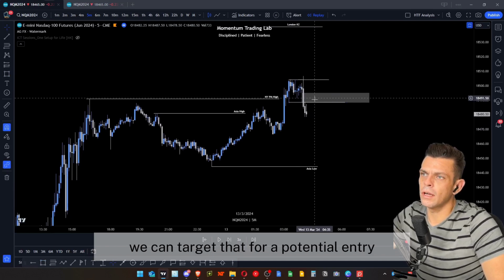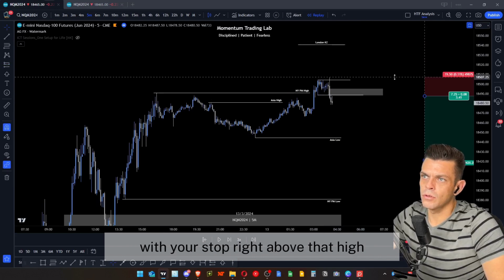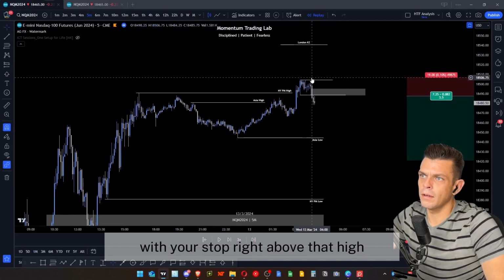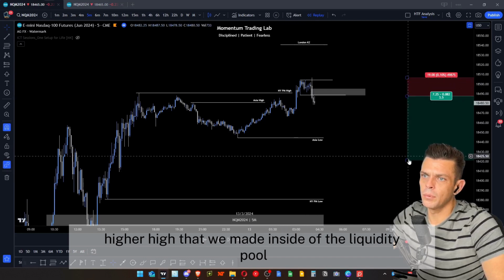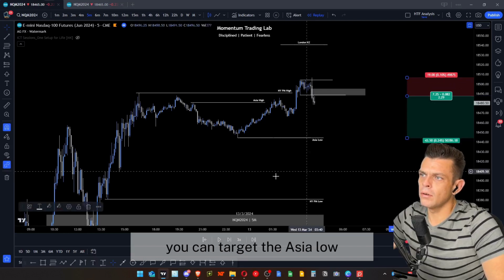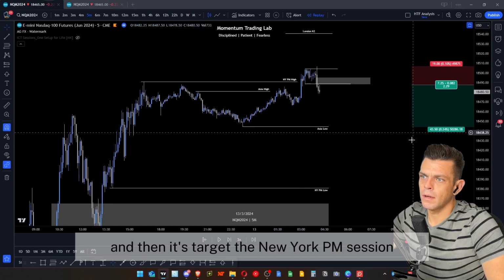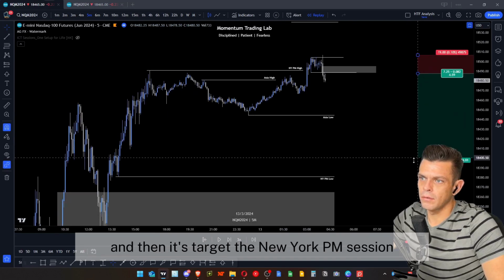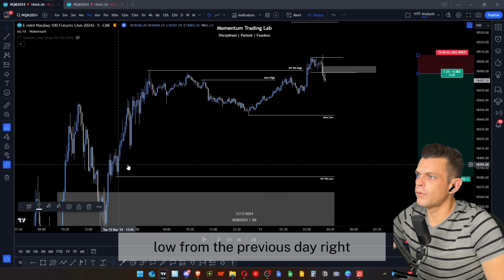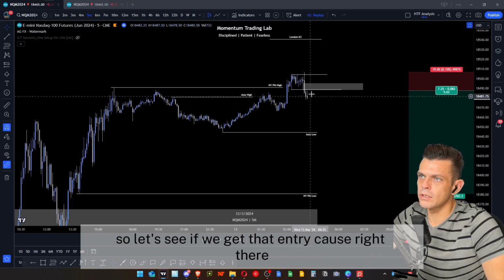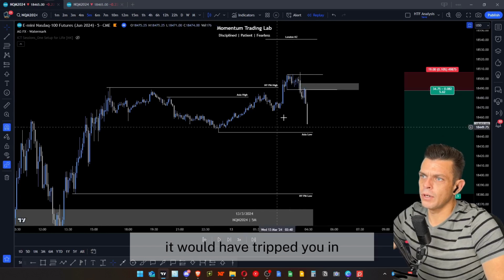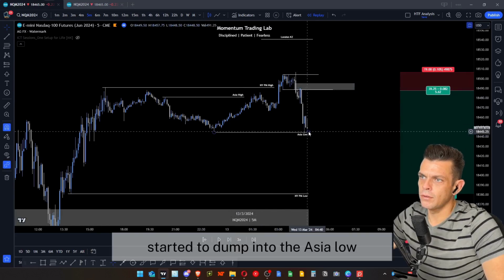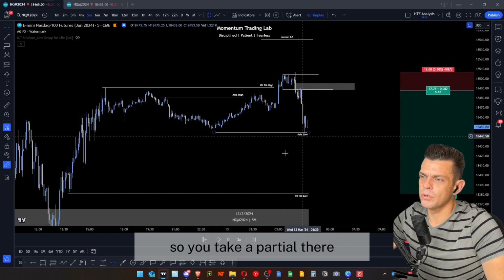We can target that for a potential entry with your stop right above that high, the very last higher high that we made inside of the liquidity pool. You can target the Asia low, take a partial right there, and then let's target the New York PM session low from the previous day. All right, so let's see if we get that entry. Okay, so right there, it would have tripped you in, started to dump into the Asia low. So you take a partial there.